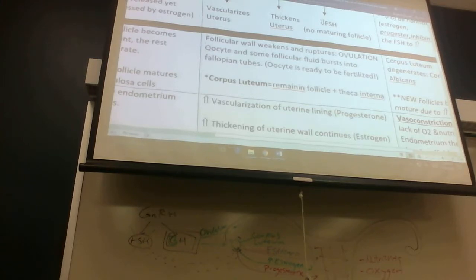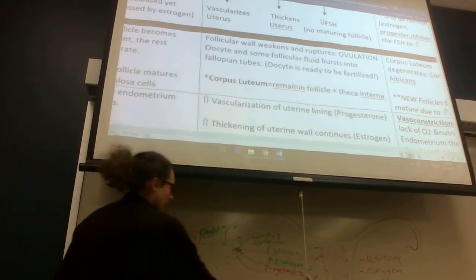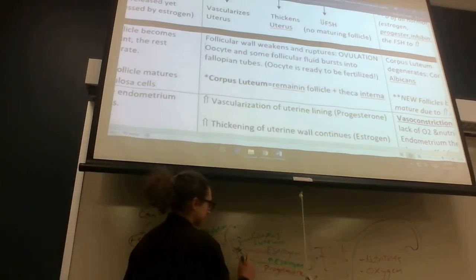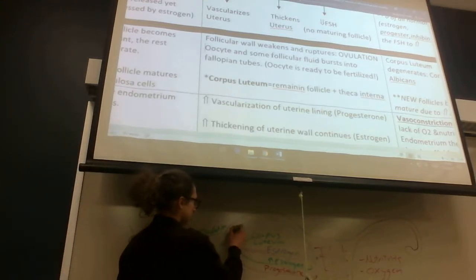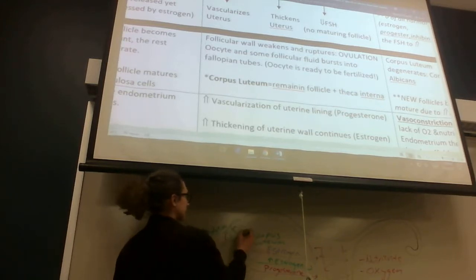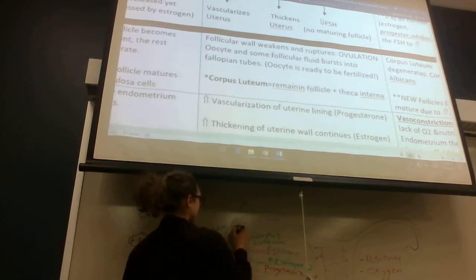The oocyte and some follicular fluid burst into the fallopian tube, so now we have stuff bursting in us. When it ruptures and separates and bursts, it moves into the fallopian tube. This just means it's ready to be fertilized. It's like, hey, I can be a baby. I want to be fertilized. So it's just going to wait for sperm.